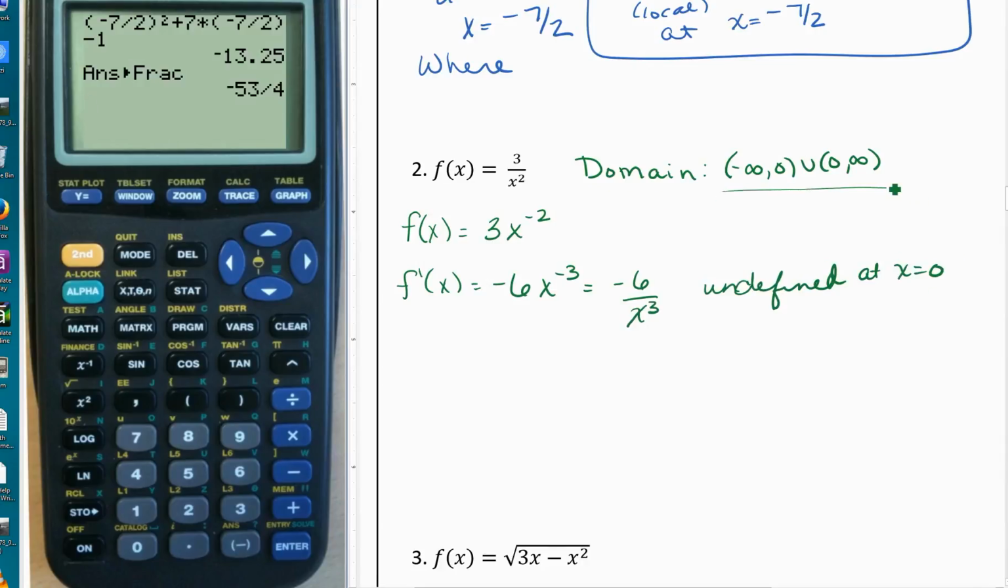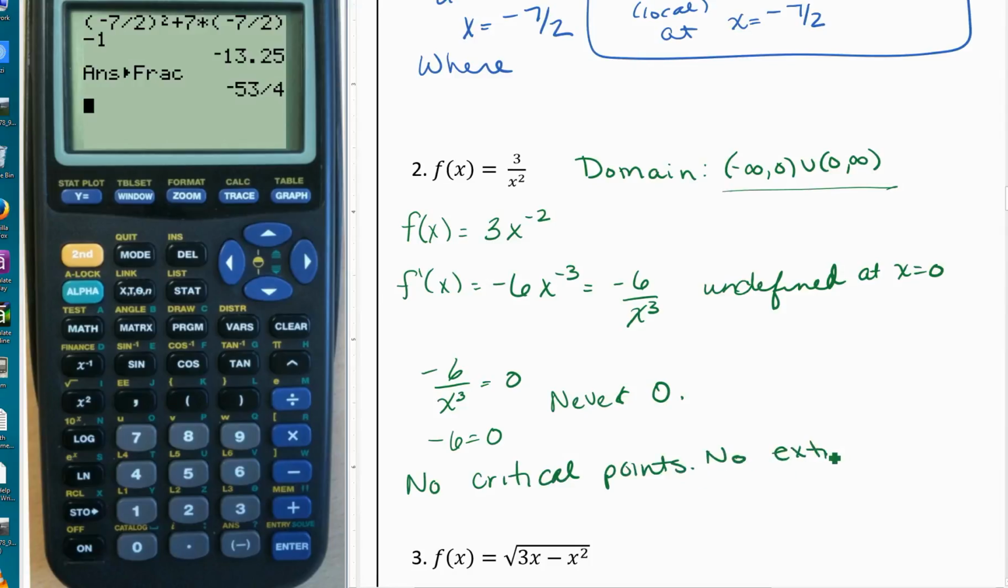So, we would want to find out, is this ever equal to 0? But if we tried to multiply both sides by the denominator, by x cubed, we'd get negative 6 equal to 0. So this is also never 0. So this function, 3 over x squared, has no critical points and no extreme values.